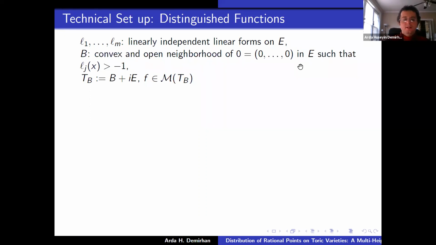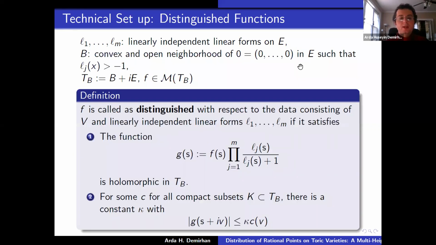Technical setup for the distinguished functions. Say we have linearly independent linear forms on E, and we have a convex and open neighborhood of 0 such that the L_i are bigger than -1. Then we want to work in a tube domain T_B, B plus iE, and say f is a meromorphic function in T_B. Then we call a function distinguished.